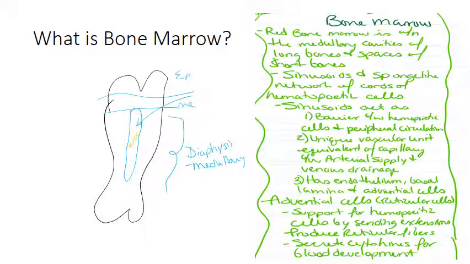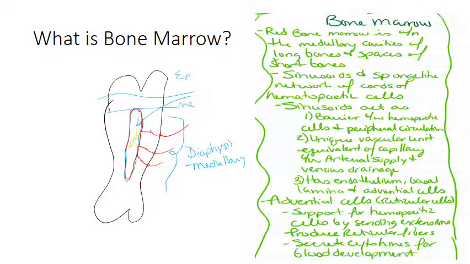So sinusoids act as a barrier between hematopoietic cells and peripheral circulation. Okay, so that's good. So you see this blue line right here? That is going to be our barrier. So that way, if we do have bacteria or whatever, it can't get in because it's a barrier. Unique vascular unit equivalent of a capillary between the arterial supply and the venous drainage. So you'll notice that we have our little nutrient foramina where our arteries go in, and they feed the inner bone. But there's this barrier, like we said before, in the sinusoids.